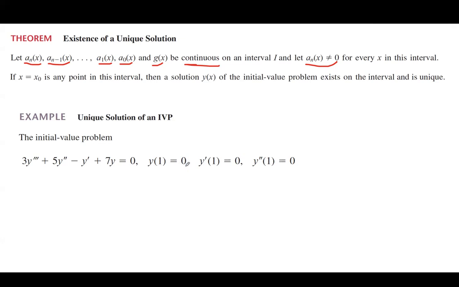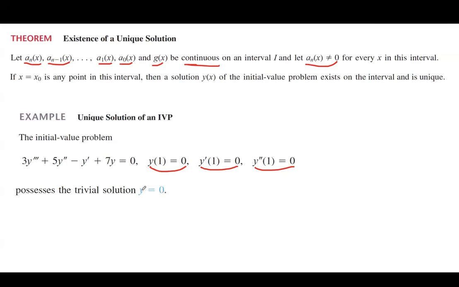It says, if I plug 1 into y, I get 0 back. If I plug 1 into the first derivative, I get 0 back. And if I plug 1 into the second derivative, I get 0 back. It is just a coincidence that all of these are zeros. It indeed has the trivial solution y equal to 0.